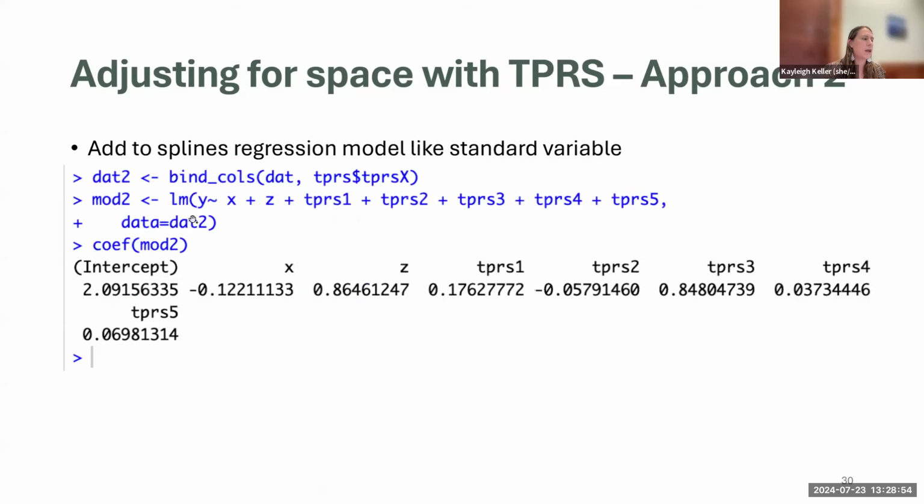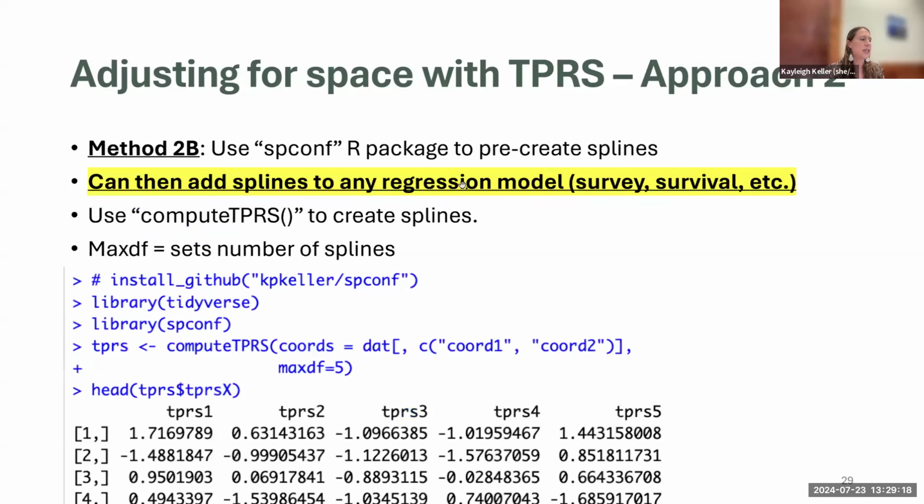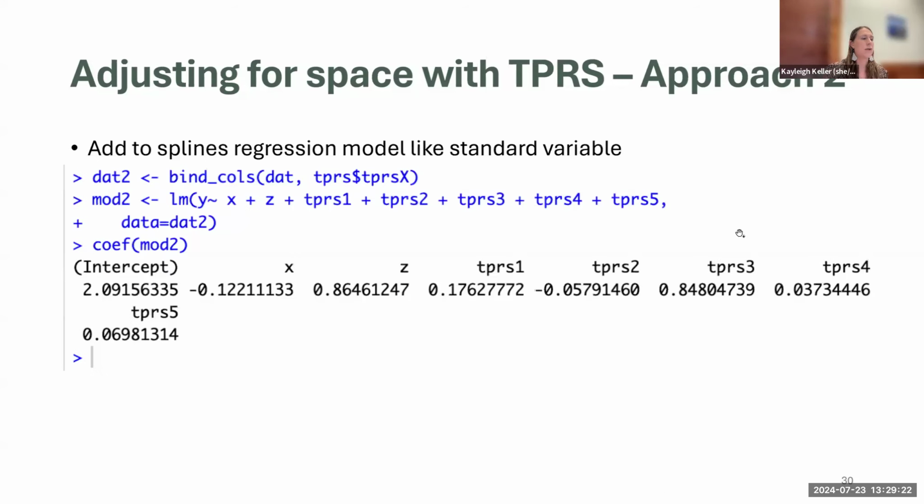regression model. If I just add it into my data frame, then I can fit a model here. This is just using a standard multiple linear regression model. Y is a function of X plus Z plus TPRS1, TPRS2, TPRS3, TPRS4, TPRS5. So I'm just putting it in there like a regular variable, and that lets me estimate, again, my health effect estimate, in this case, adjusted for 5 splines. The nice thing about this approach is that you can create these splines ahead of time and then just fit and add them into your regression model.